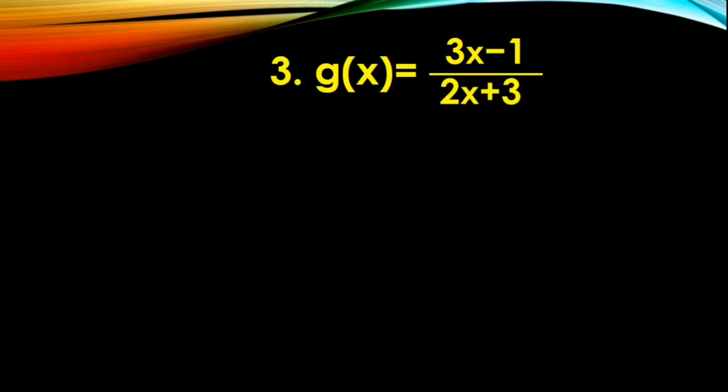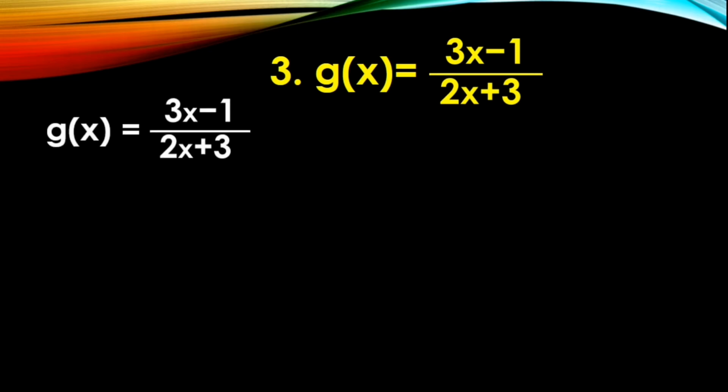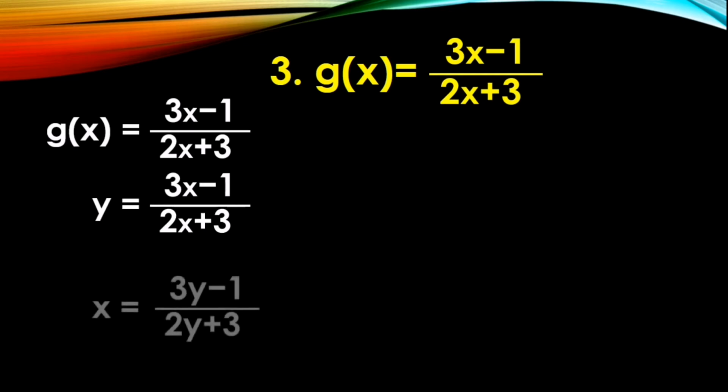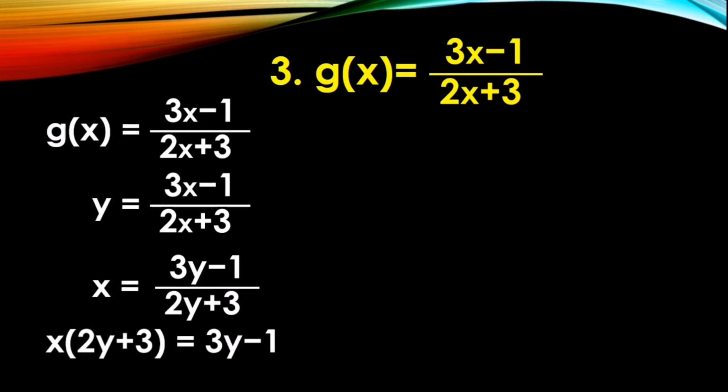Number 3. g of x is equal to 3x minus 1 divided by 2x plus 3. So again, we will write this in the form y is equal to f of x. So we have y is equal to 3x minus 1 divided by 2x plus 3. And then we will interchange the variables x and y. We have x is equal to 3y minus 1 divided by 2y plus 3. Next, solve for the value of y.